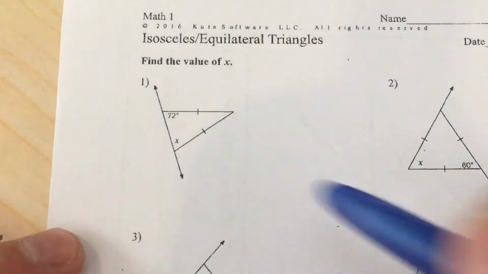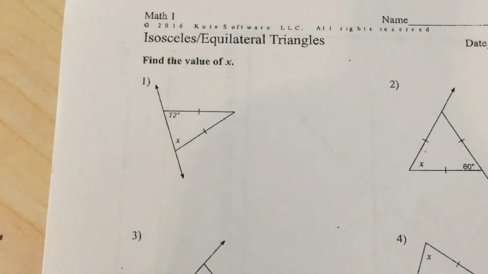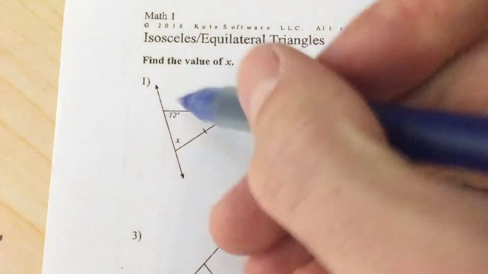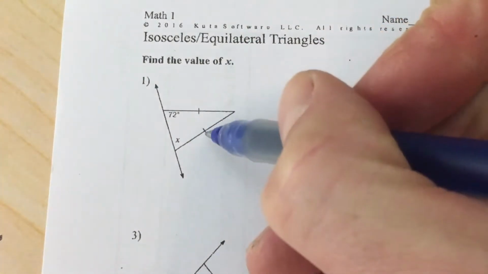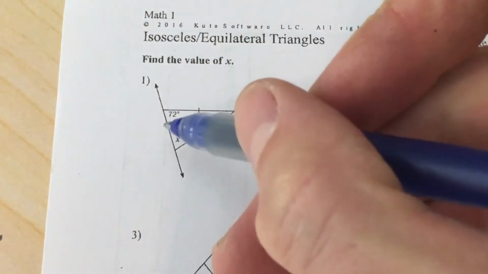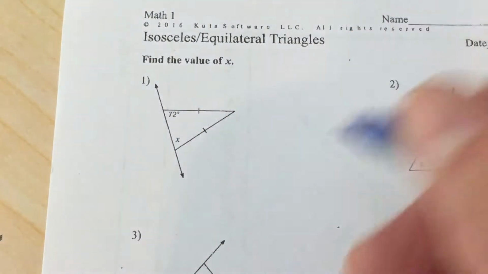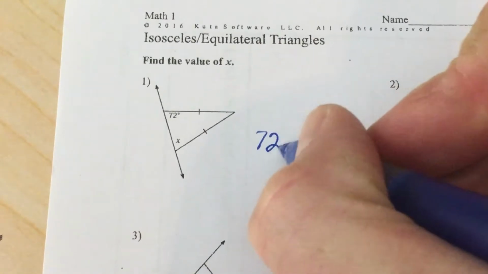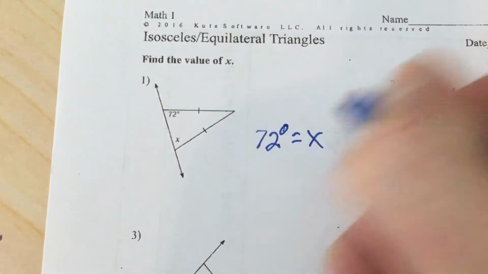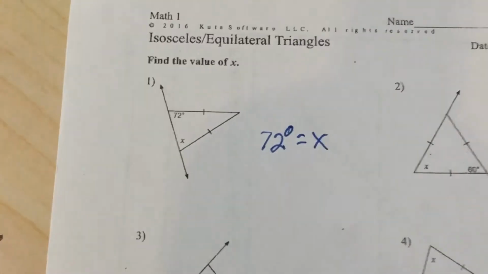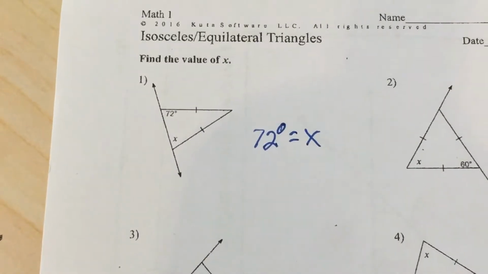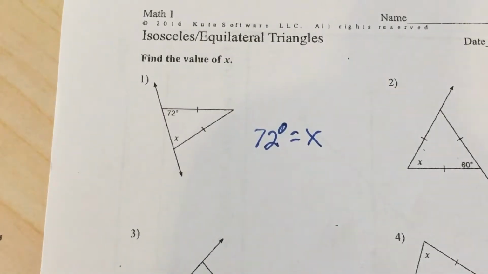We know it's an isosceles triangle because we have two legs that are equal. We've got a leg here that's equal, a leg here that's equal, and so their opposite angles are equal. So if this one is 72 degrees, then 72 degrees equals x. So x is 72 degrees. Done. That's the most basic one.